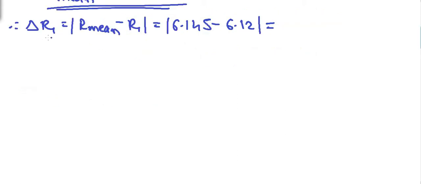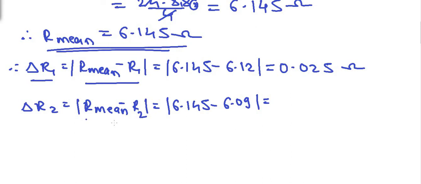Let us find out the absolute errors. Absolute error in first reading, delta R1, equal to modulus of R mean minus R1, that is equal to 6.145 minus 6.12, that is equal to 0.025 ohm. Now let us calculate delta R2. Delta R2 equal to modulus of R mean minus R2, that is modulus of 6.145 minus 6.09, that is equal to 0.055 ohm.